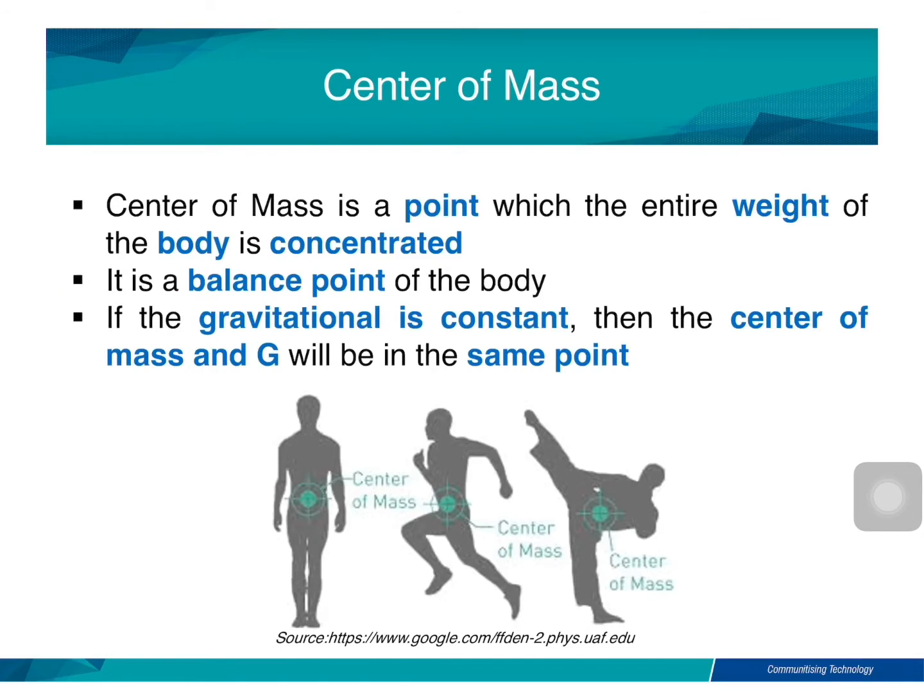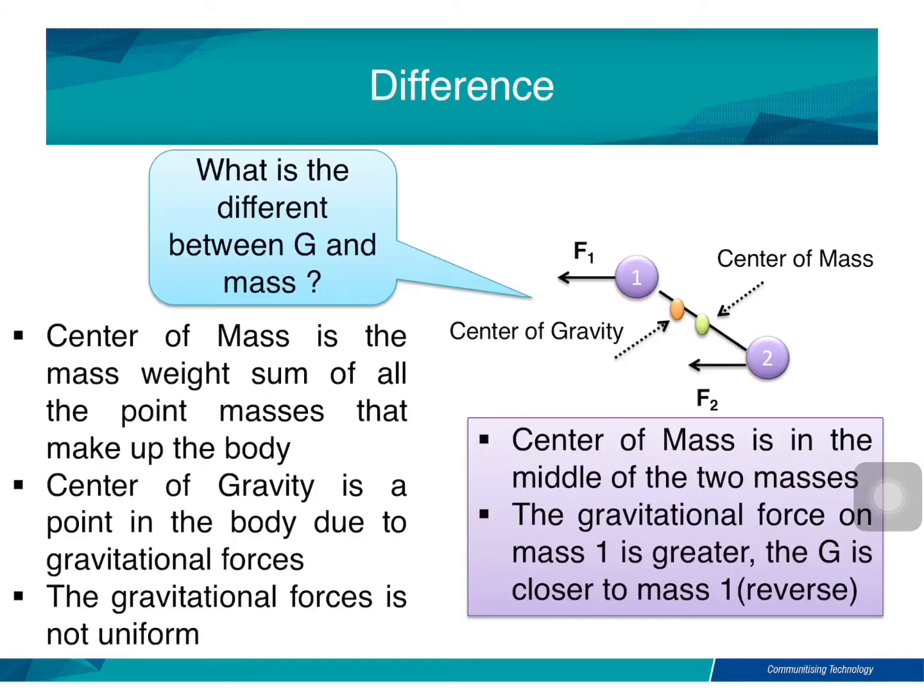Alright, next, what is the center of mass? Based on this figure, the center of mass is a point at which the entire weight of the body is concentrated. It is also the balance point of the body. If gravity is constant, then the center of mass and center of gravity will be the same point. Right, next, what is the difference between the center of gravity and center of mass?